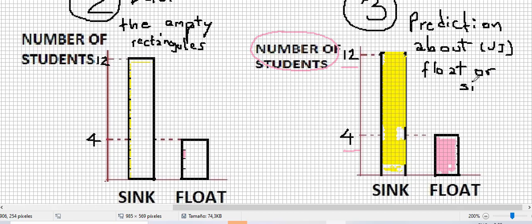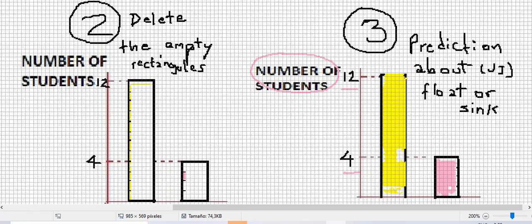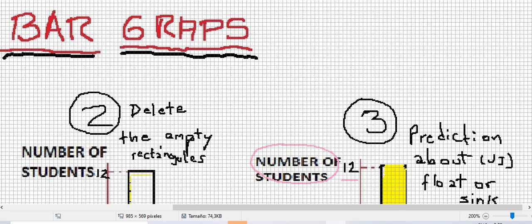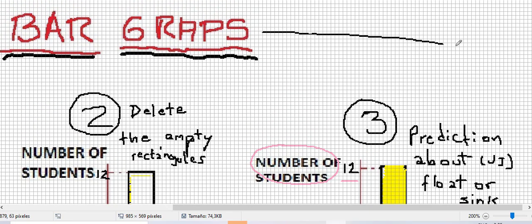Okay, boys, this is a short explanation on how to get a wonderful bar graph. This is the activity to understand how you can get an experience with bar graphs.